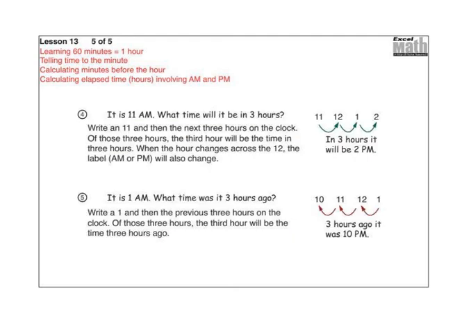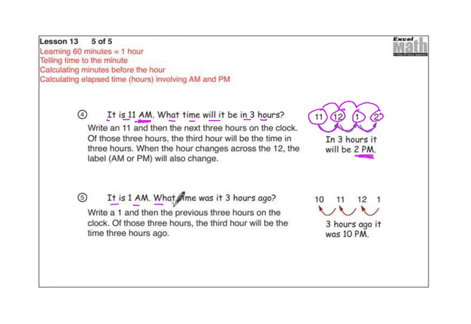And here are a couple problems. I want you to see how we show our work on this. It says it is 11 a.m. What time will it be in 3 hours? Here's 11. What you do is you write the 11. You then show 3 hours forward, 1, 2, 3. And then you fill in 12, 1, and 2, and that shows you that 2 o'clock is 3 hours later. And if it's 11 a.m., 3 hours after 11 a.m. is going to be 2 p.m.